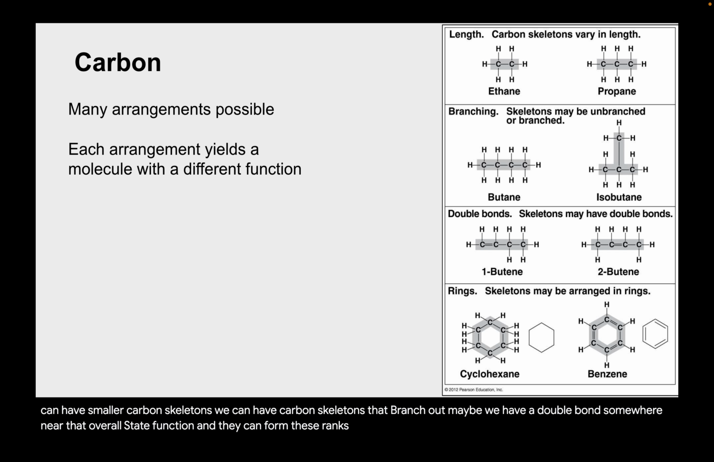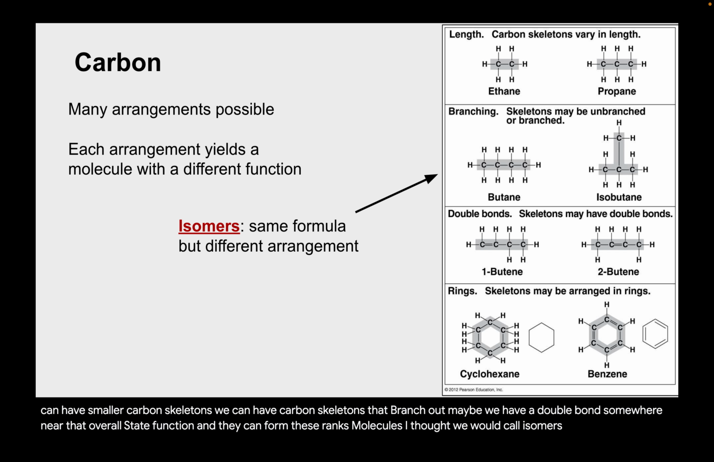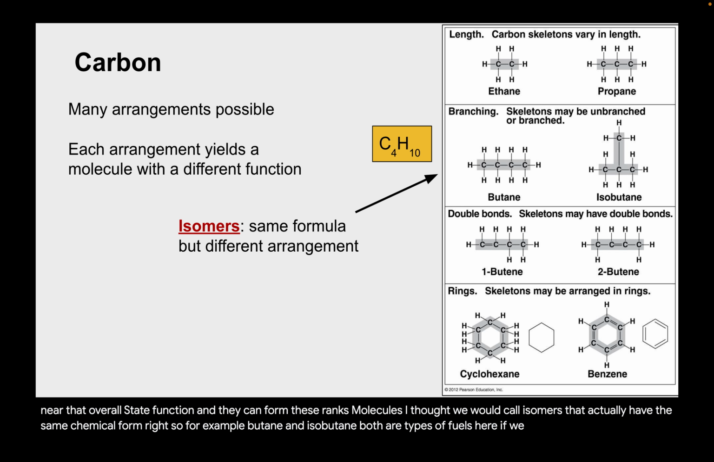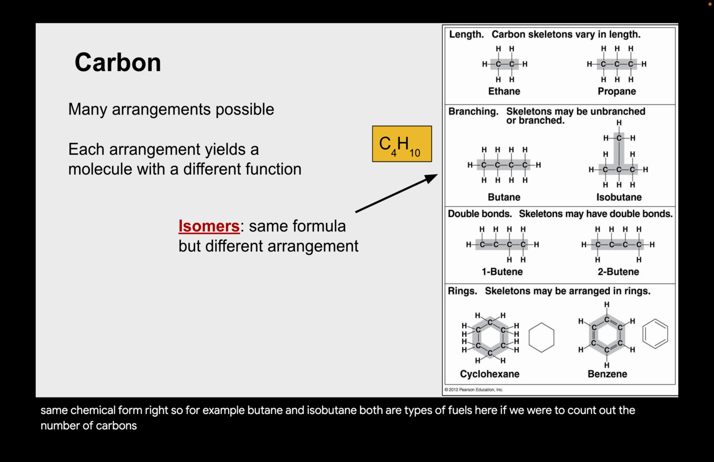We can have molecules, right, that we would call isomers that actually have the same chemical formula. So for example, butane and isobutane, both are types of fuels here. If we were to count up the number of carbons and hydrogens, they would be the same. We would say it's C4H10.